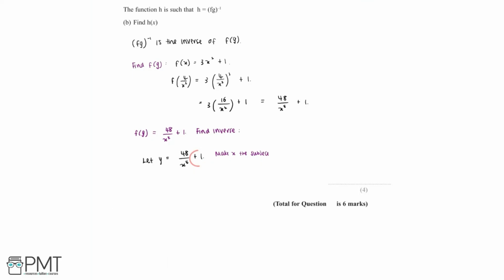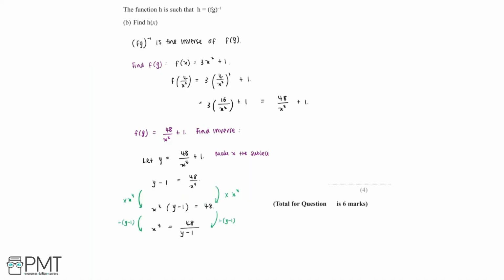We can start by moving the 1 over to the left hand side, and we'll say that y minus 1 is equal to 48 over x to the power of 4. We can now multiply both sides by x to the power of 4, and say that x to the power of 4 multiplied by (y minus 1) is equal to 48. Now to make x to the power of 4 the subject, we can divide both the left hand side and the right hand side by y minus 1. And so x to the power of 4 is equal to 48 divided by y minus 1.